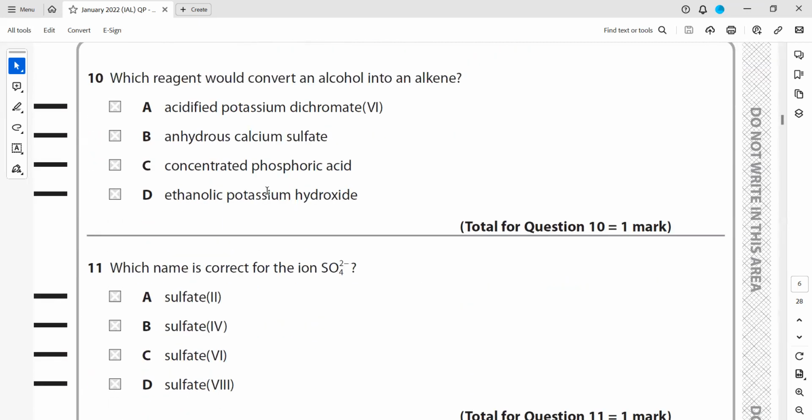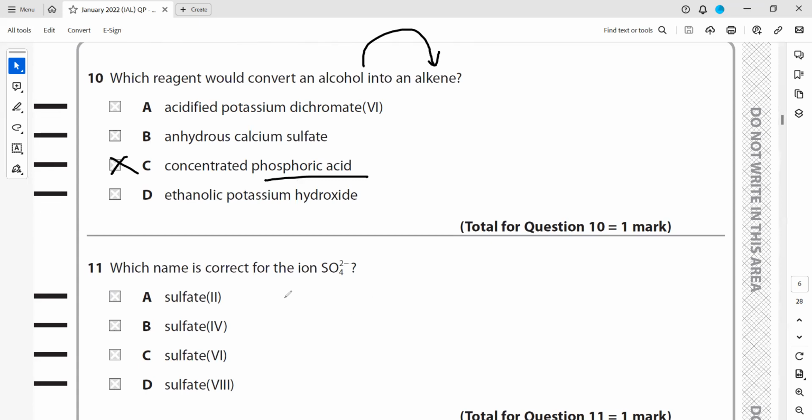In question 10, which reagent could convert alcohol into alkene? So we want to carry out an elimination reaction. This is related to memorizing the conditions for an elimination reaction. We need phosphoric acid if we want to convert alcohol into alkene.